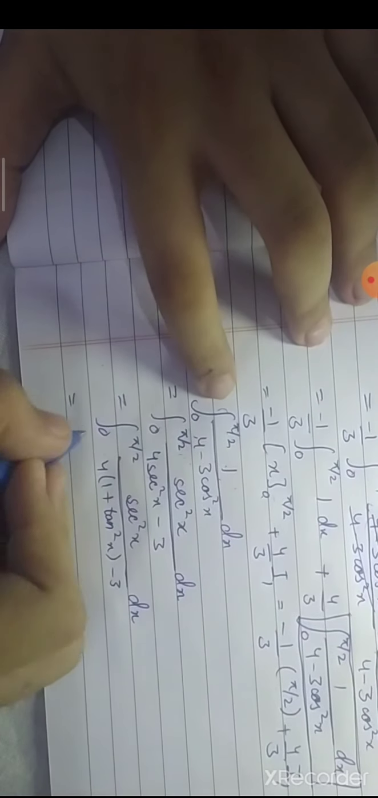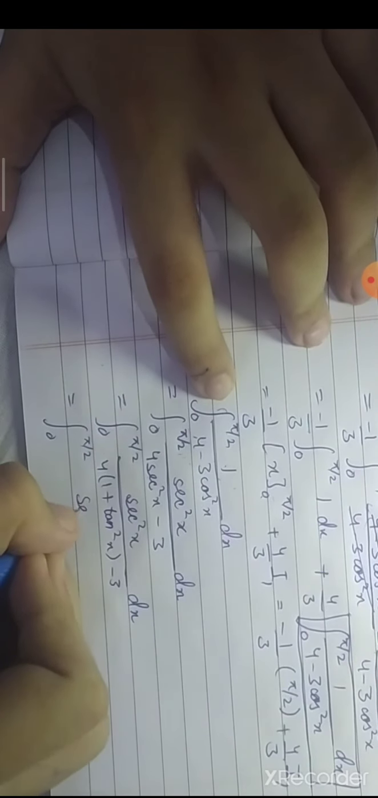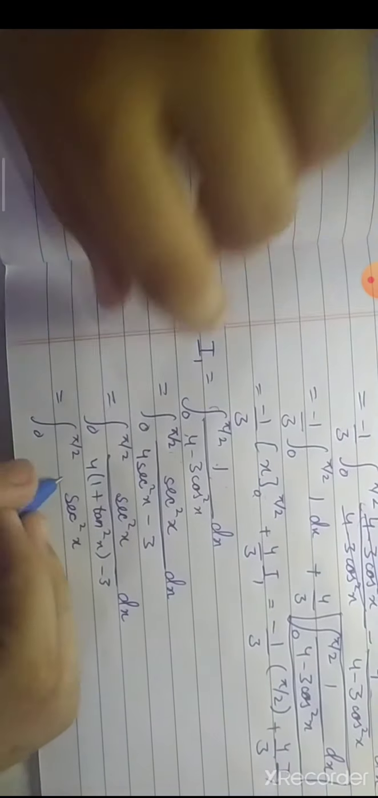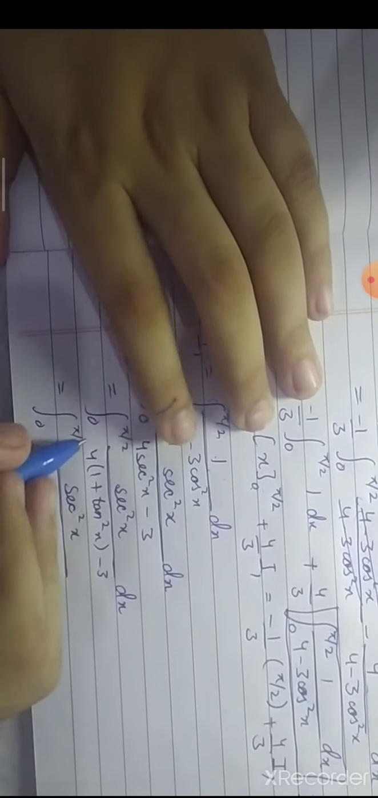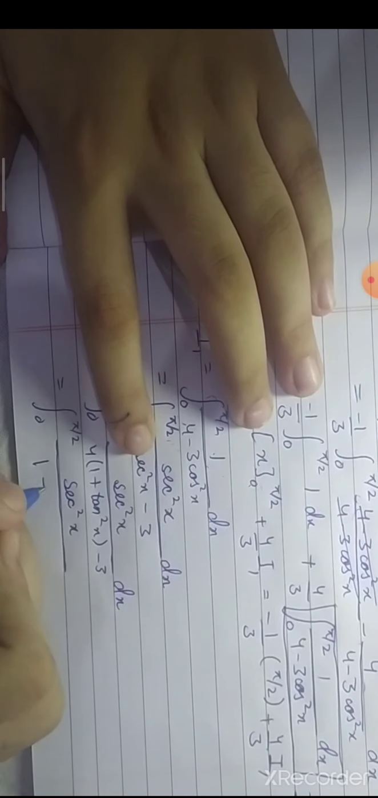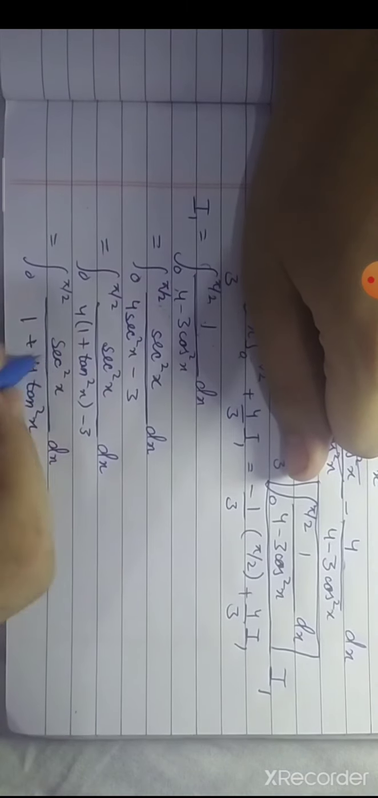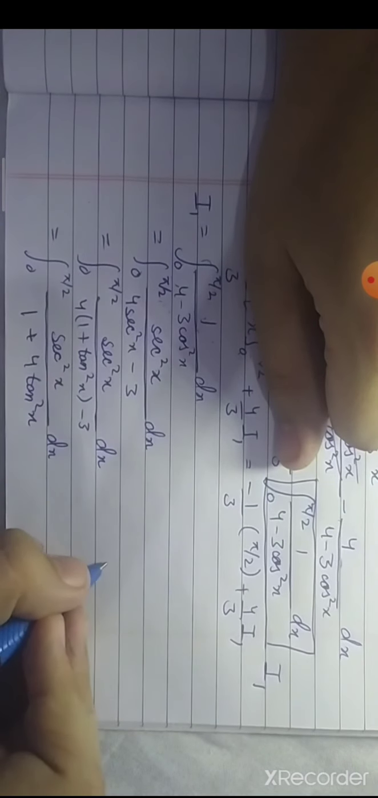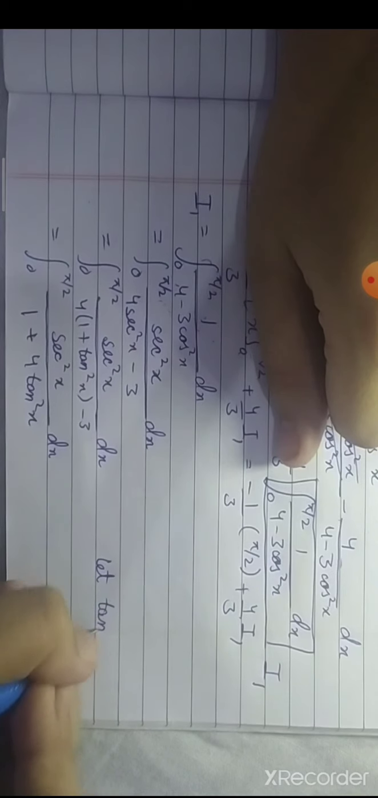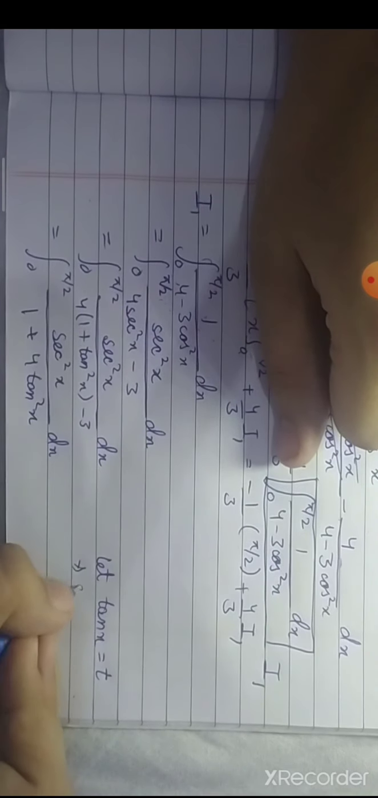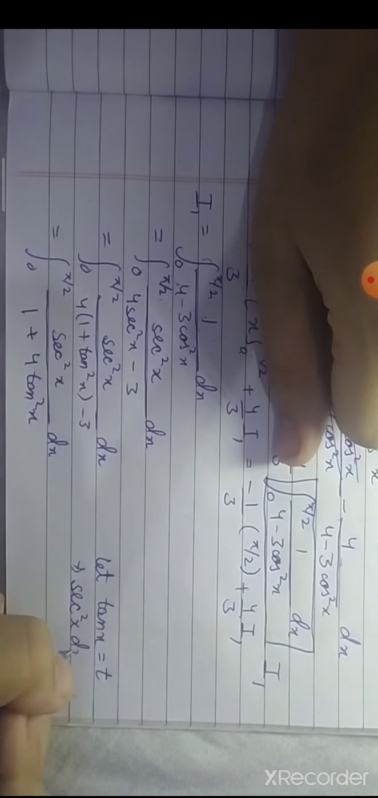So this we can write as the integral from 0 to pi by 2 of sec square x upon, splitting the bracket, 4 plus 4 tan square x minus 3, which is 1 plus 4 tan square x, dx. We can see the differentiation of tan x is sec square x, so we can assume tan x as t, so that sec square x can cancel out. Let tan x equal t. This implies sec square x dx is equal to dt.